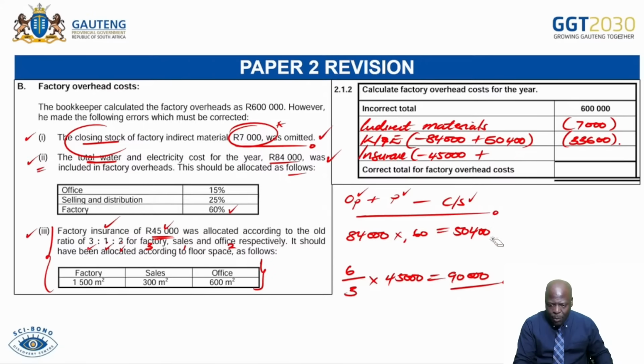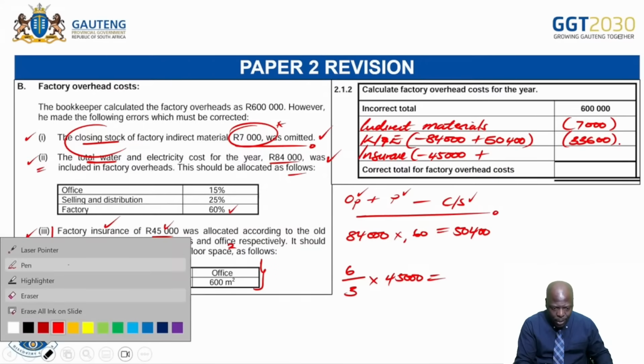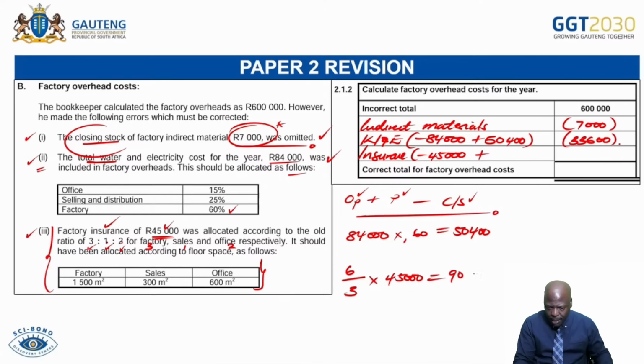So we're going to come here and then we say that 90,000 that we got, remember to split it. That 90,000, we still now have to come and split it according to this floor space. So we now say that 90,000, then we say how much is the factory getting? 1.5 square meters. And what is the total? This is 1.5, 1.8, and that gives you 2.4. So you say 1.5 over 2.4 square meters.